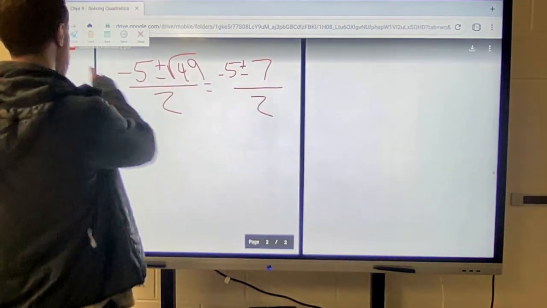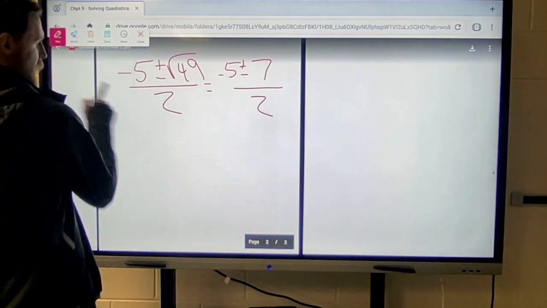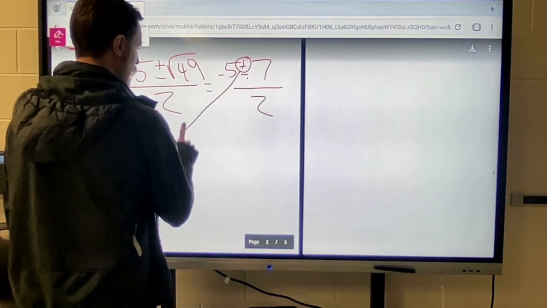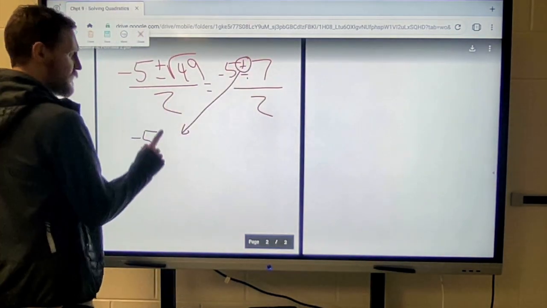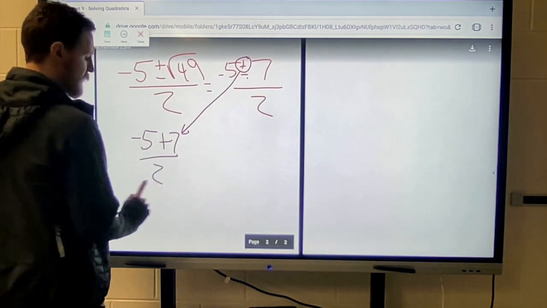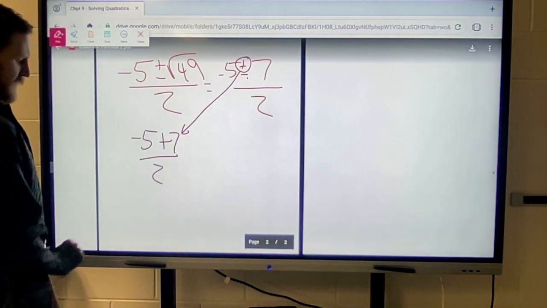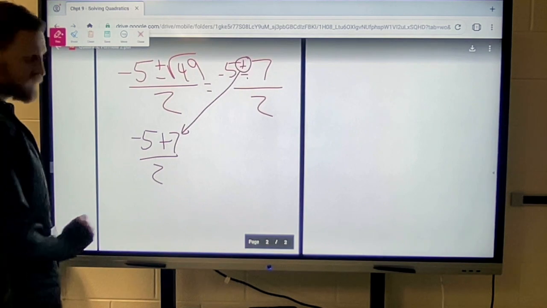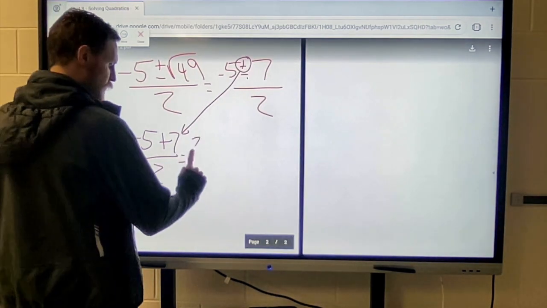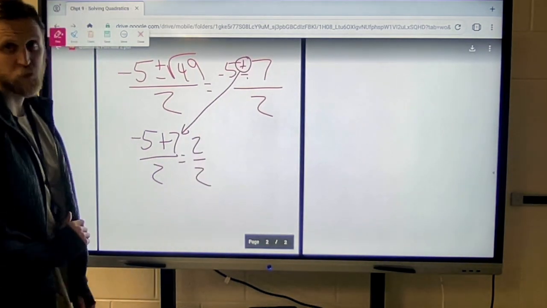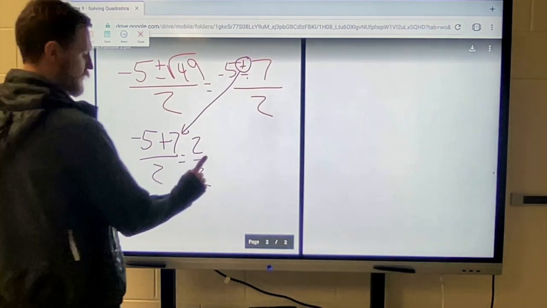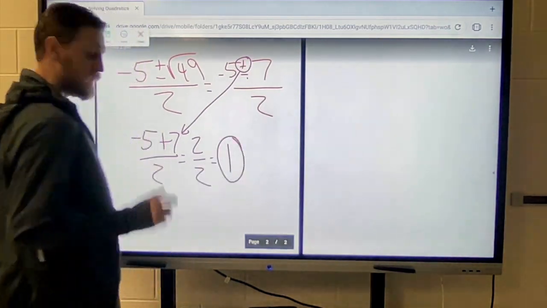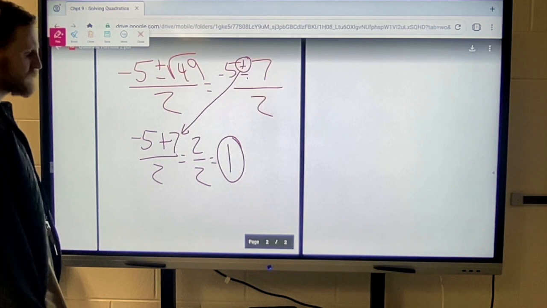I'll use a different color for it, if you can even see that, I don't know. That would be negative 5 plus 7 divided by 2. Negative 5 plus 7 is 2 over 2. And 2 over 2 is 1. Yay! That would be one option.